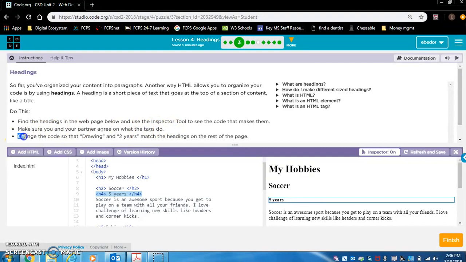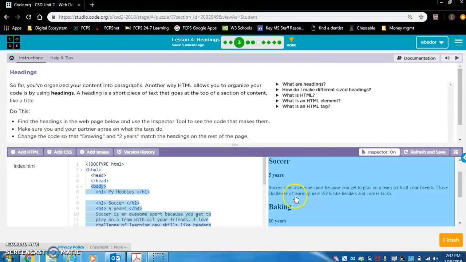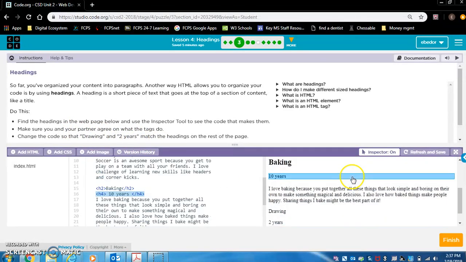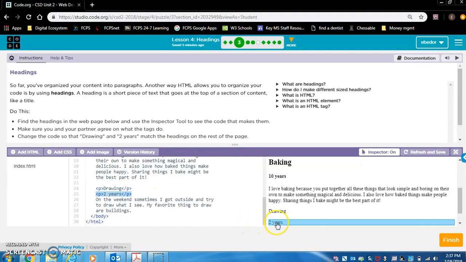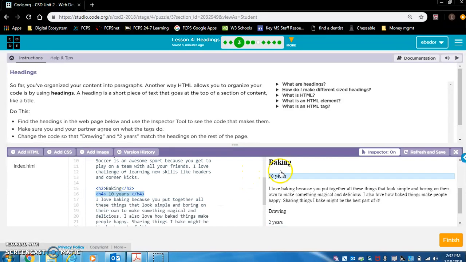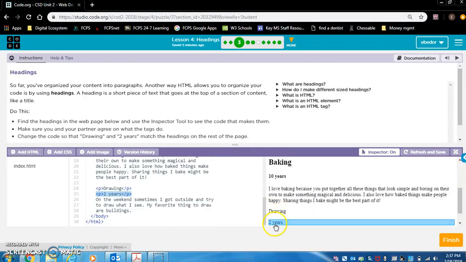Okay, let's look at the third step. Change the code so that drawing and 2 years match the headings on the rest of the page. Drawing and 2 years. And that's in quotation marks, so that must be in here somewhere. Oh, right there. Okay, drawing. Oh, look, it's in paragraph tags. 2 years, same thing. It's in paragraph tags. So we want it to look like baking and 10 years instead of drawing and 2 years.